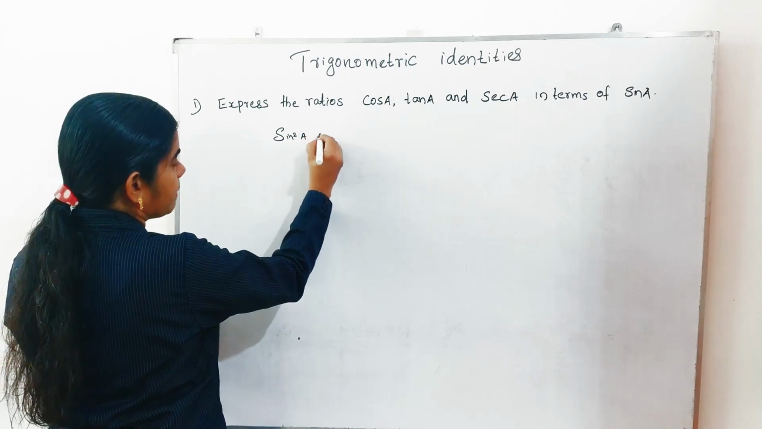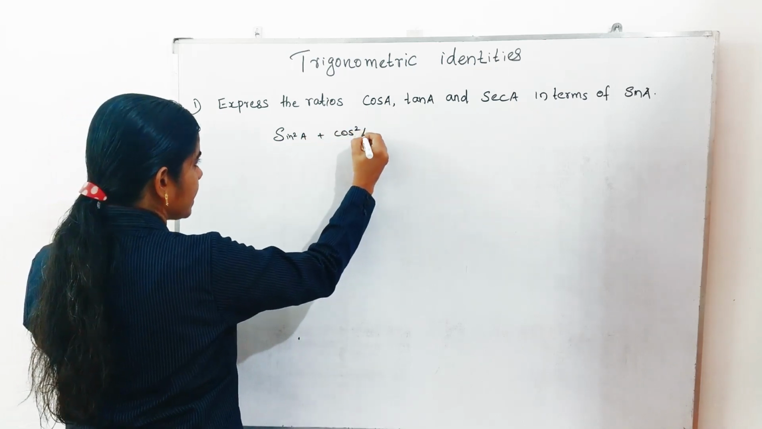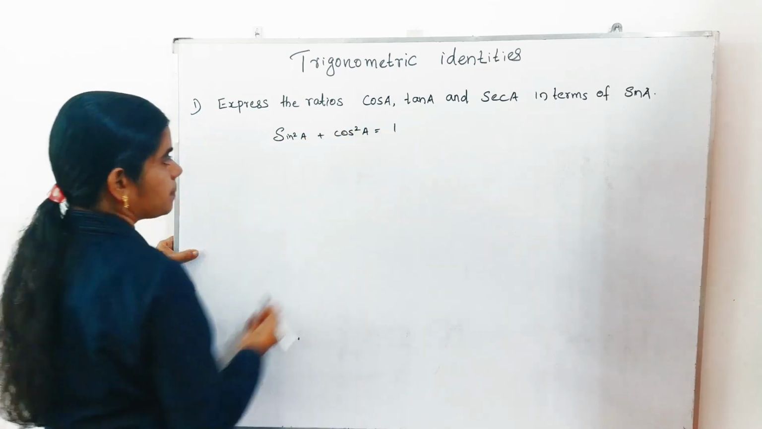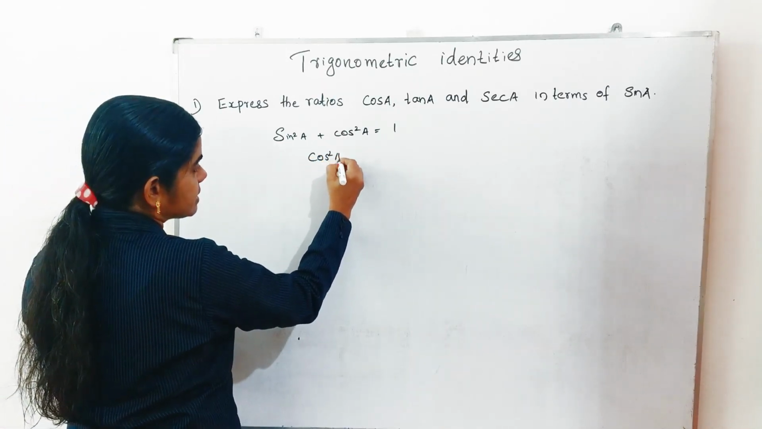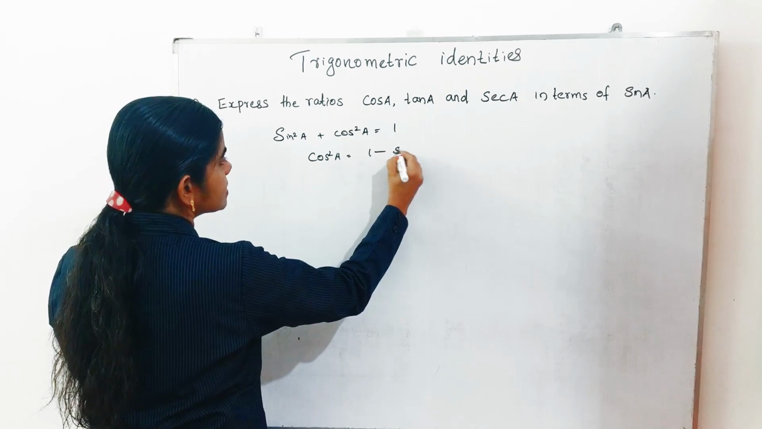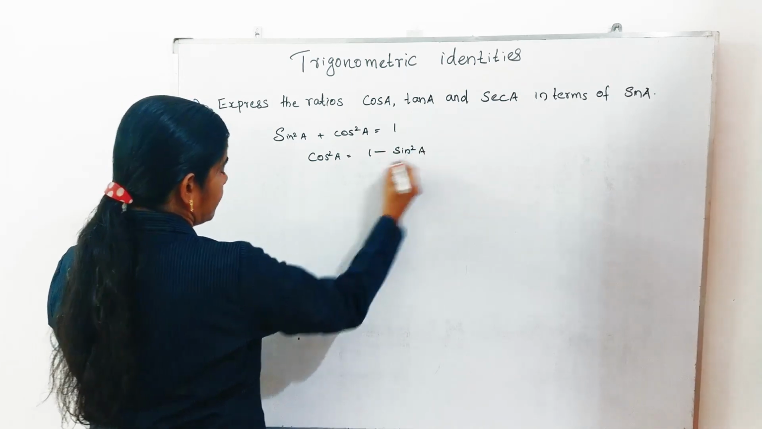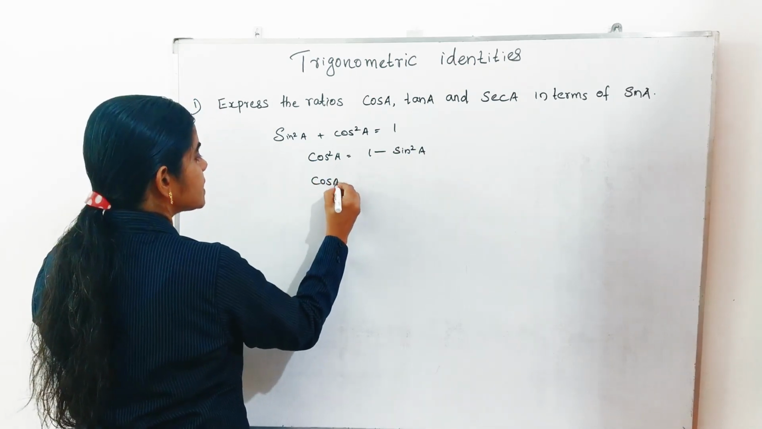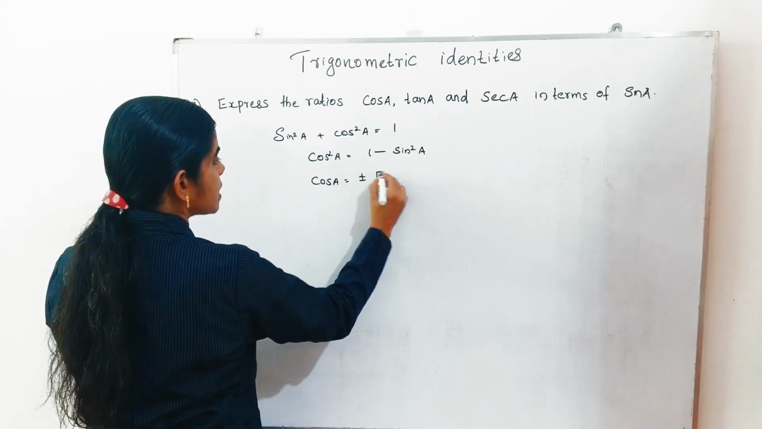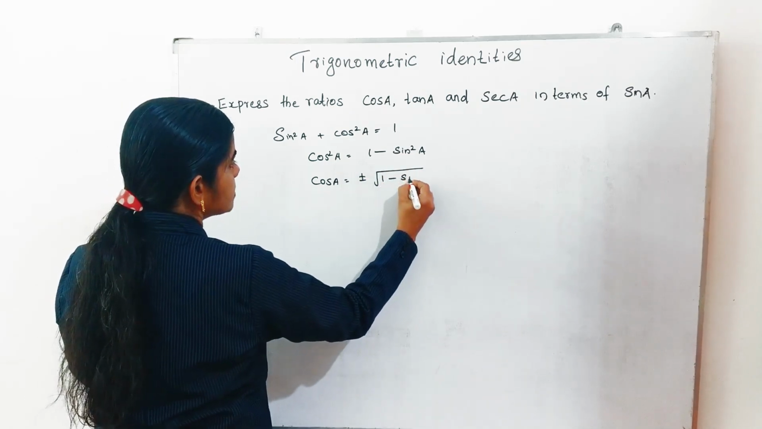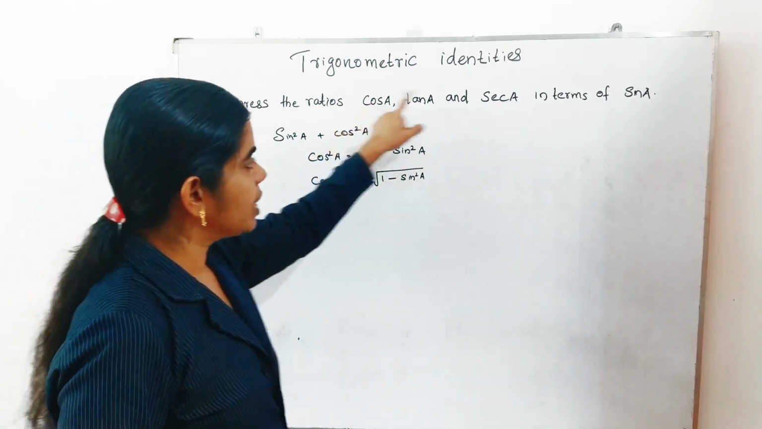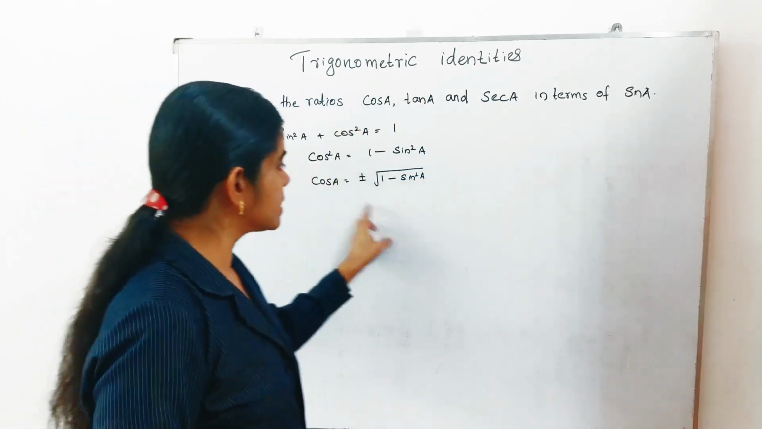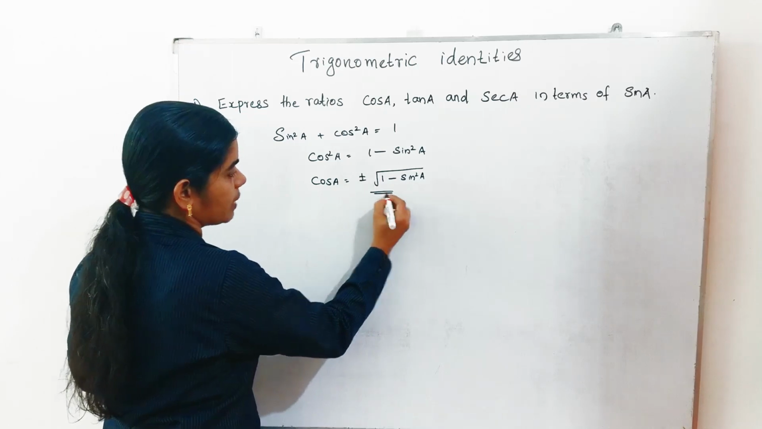Then you already know that sin square A plus cos square A is equal to 1. From this we can write down cos square A is equal to 1 minus sin square A. So cos A means plus or minus root of 1 minus sin square A. So cos A you expressed in terms of sin A. So the first one is over.